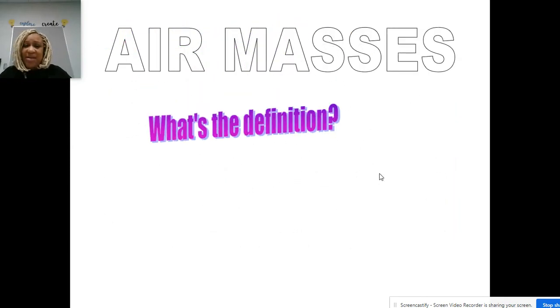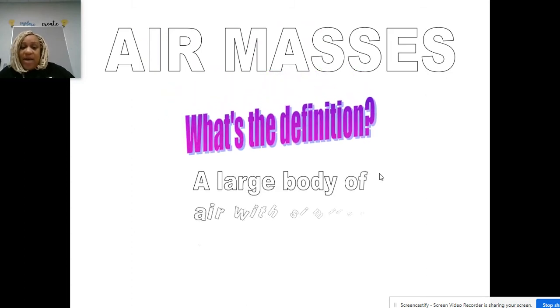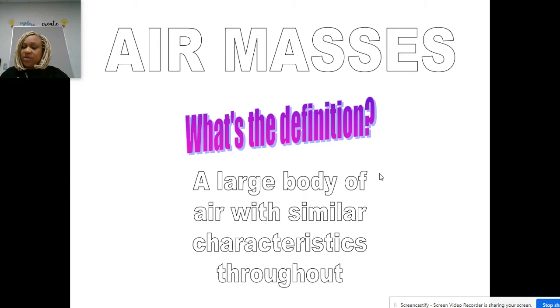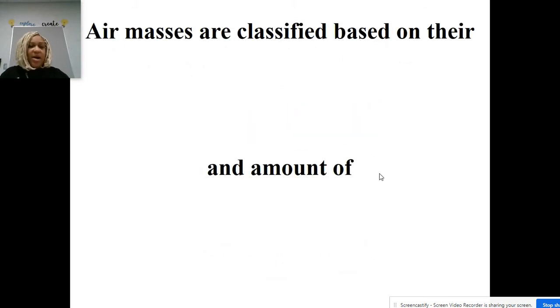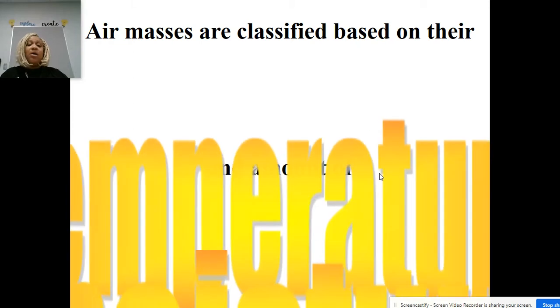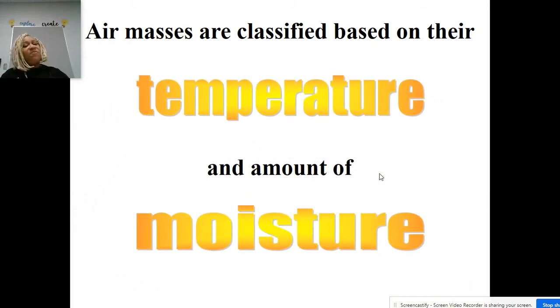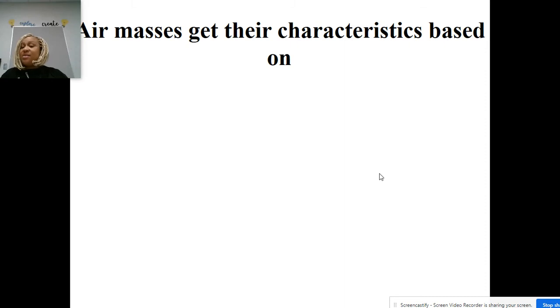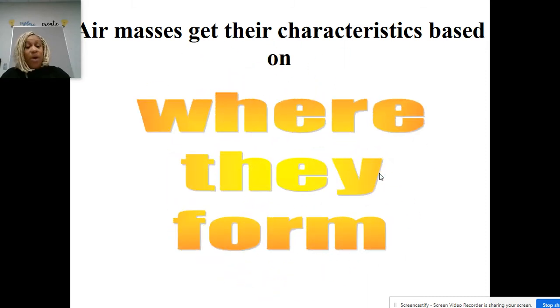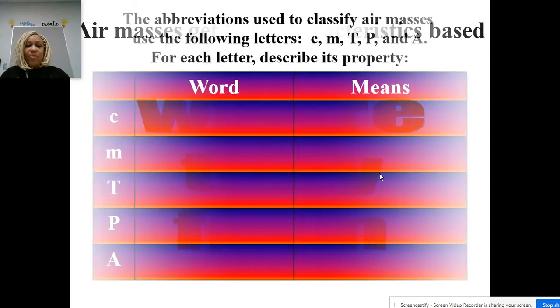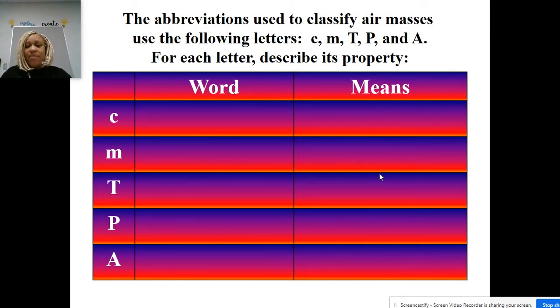So, what is an air mass? An air mass is a large body of air with similar characteristics throughout it. Air masses are classified based on their temperature and amount of moisture. Air masses get their characteristics based on where they form, and what I mean by that, we're talking about these different abbreviations. Don't get too hung up on this right now, kiddos, because you're going to gravitate to those when you get to high school a little bit more. You may see these symbols again, so I want to make sure they were right there for your vision.